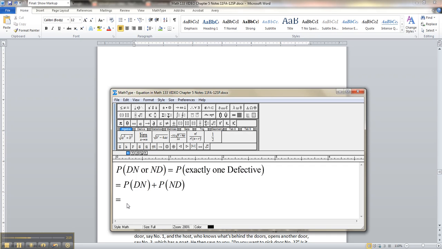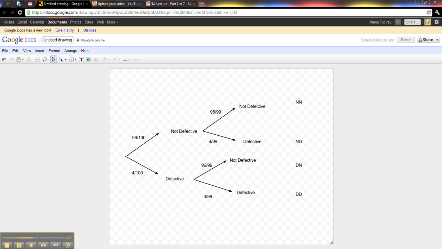Okay, so what's the probability of defective then non-defective? All right, so the probability of defective first, let's go back to the picture. Defective first is 4 out of 100, then non-defective is 96 out of 99.